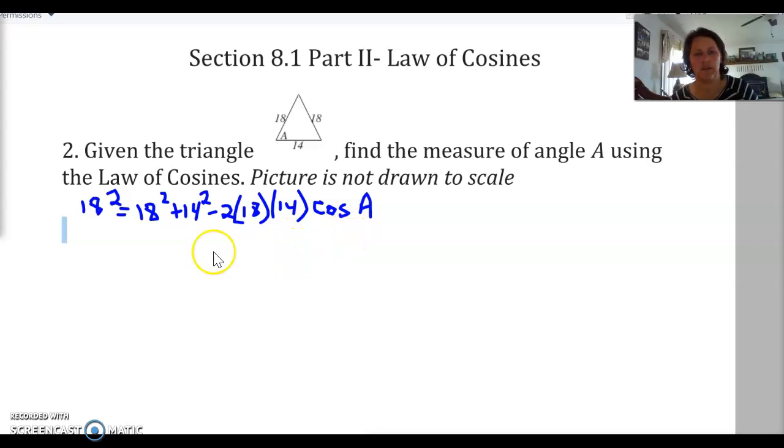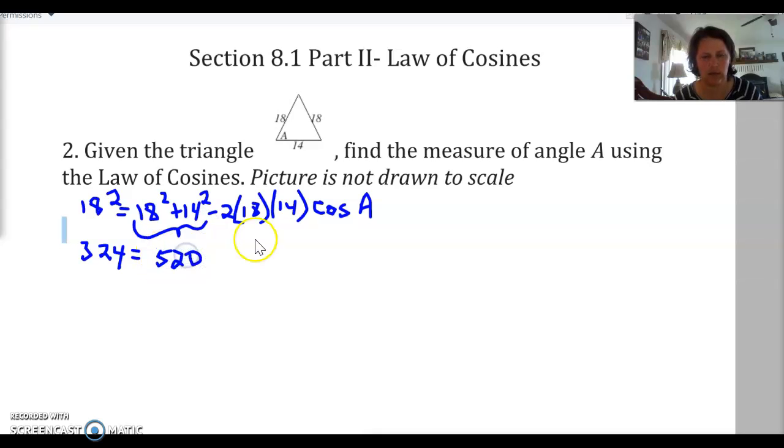So be really careful on this part. So we need to simplify. Let's go ahead and do 18 squared there. So 18 squared is 324. And then let's go ahead and add these two. So 18 squared plus 14 squared was 520. And then I multiplied all of these together, and we get minus 504 cosine of A. Okay, remember these are being multiplied together, so don't do 520 minus 504. Just be really careful, don't make that mistake.